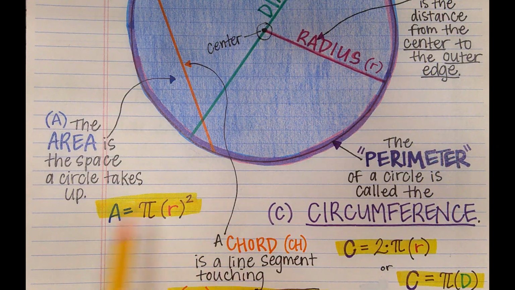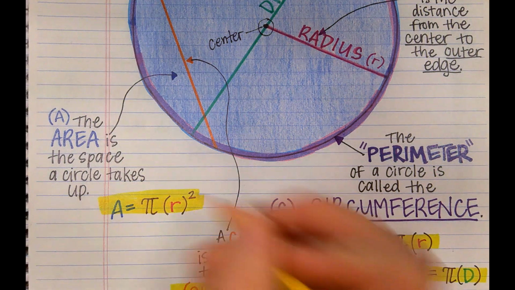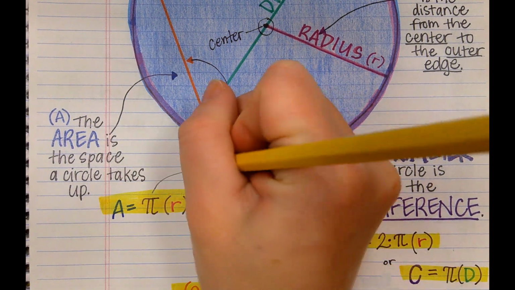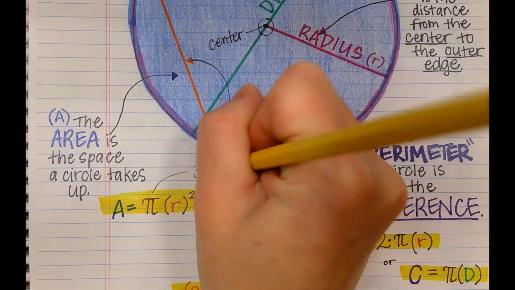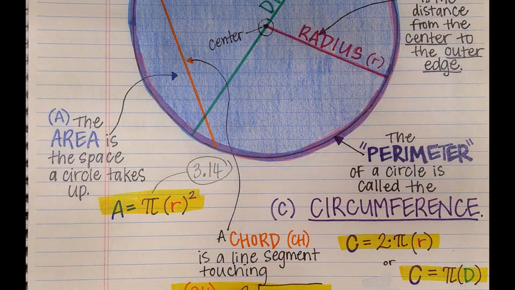Does anybody know what pi means? Yeah, equal to 3.14. Yes, it is a number that is equal to approximately 3.14. So that's what pi is. Yes, that would also make all of our answers approximate. Yes, all of our answers are approximate.